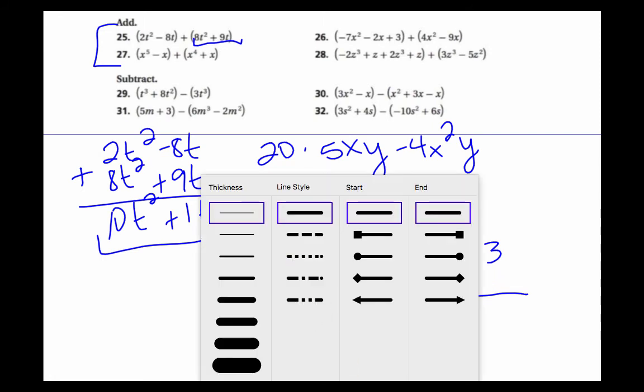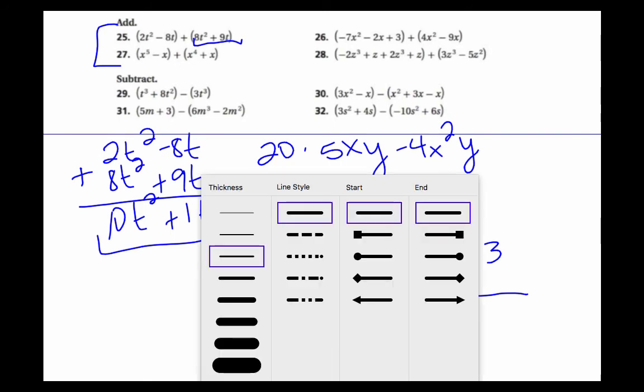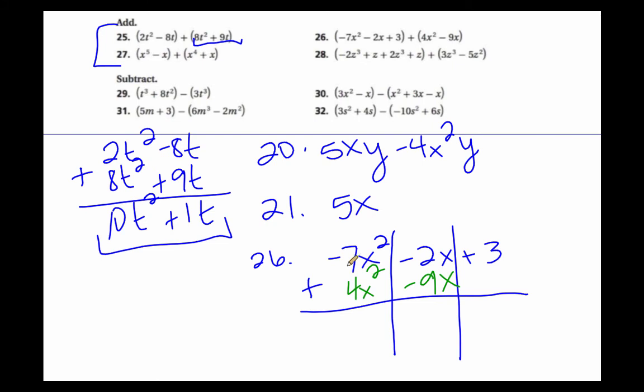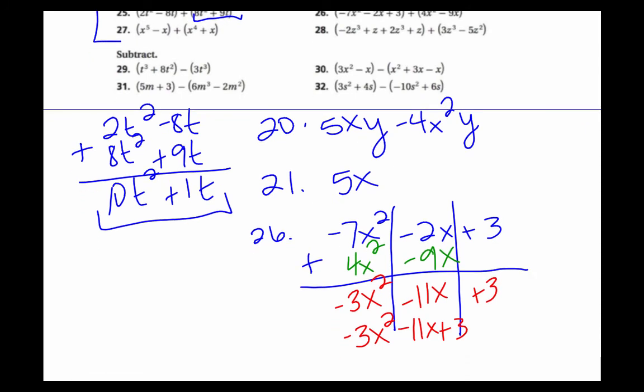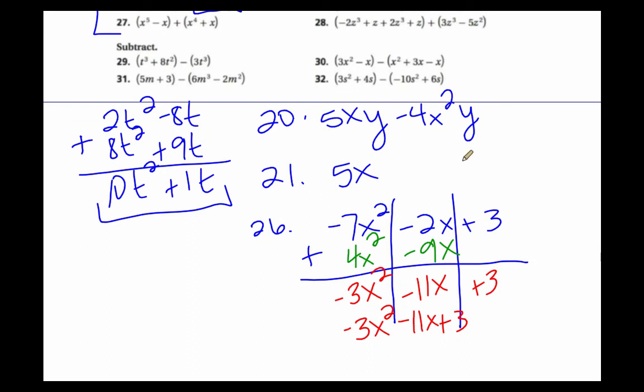So the result of that is going to be, let's do red, I guess. The result of that will be negative 7 plus 4 is negative 3x squared. Negative 2 plus negative 9 is negative 11x. 3 plus 0 is 3. So your final answer is negative 3x squared minus 11x plus 3. All right? So you really are just combining like terms is all you're doing. But you have to make sure that you combine the correct like terms. Now let's do a subtraction problem.